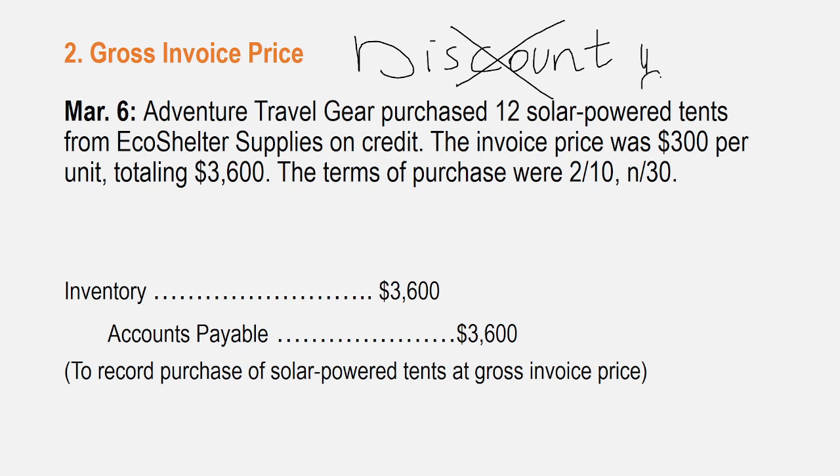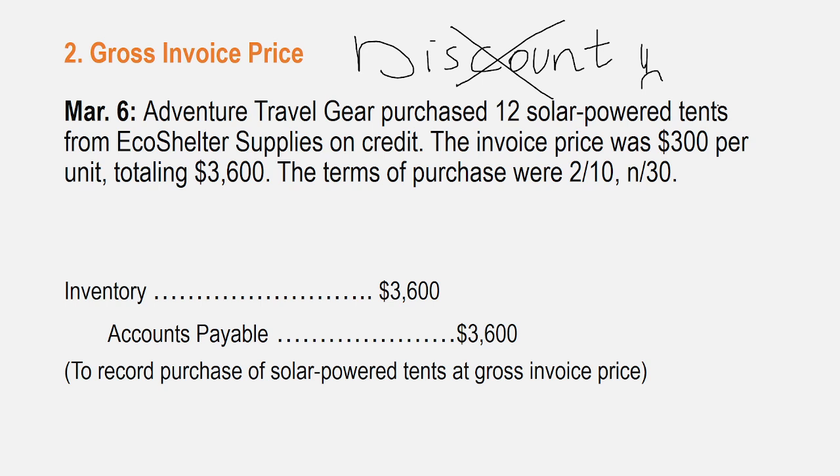And generally we say that because there are no discounts at first. To record this purchase in the accounting period, Adventure Travel Gear debits the inventory account for the total amount of $3,600 to recognize the increase in their inventory value due to the acquisition of solar power tents. Simultaneously, they credit the accounts payable account for the same amount, representing the liability owed to EcoShelter Supplies for the purchase made on credit.